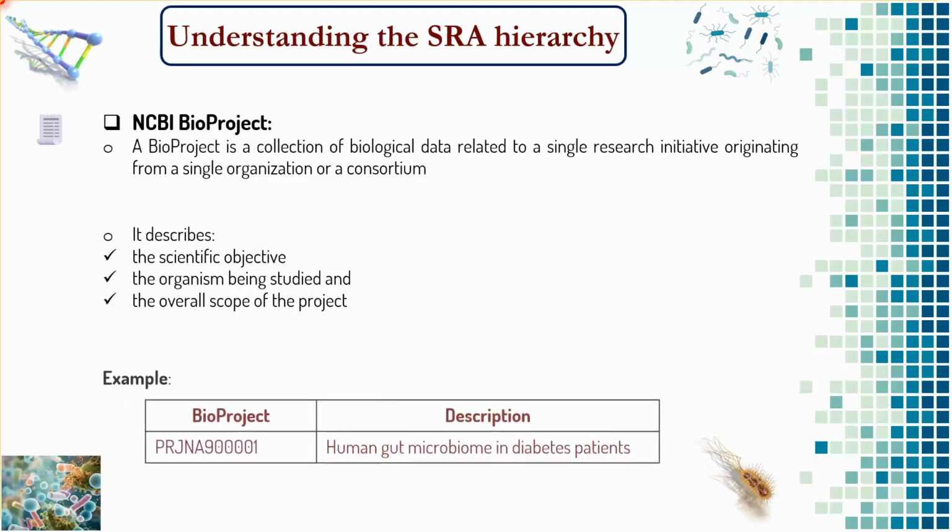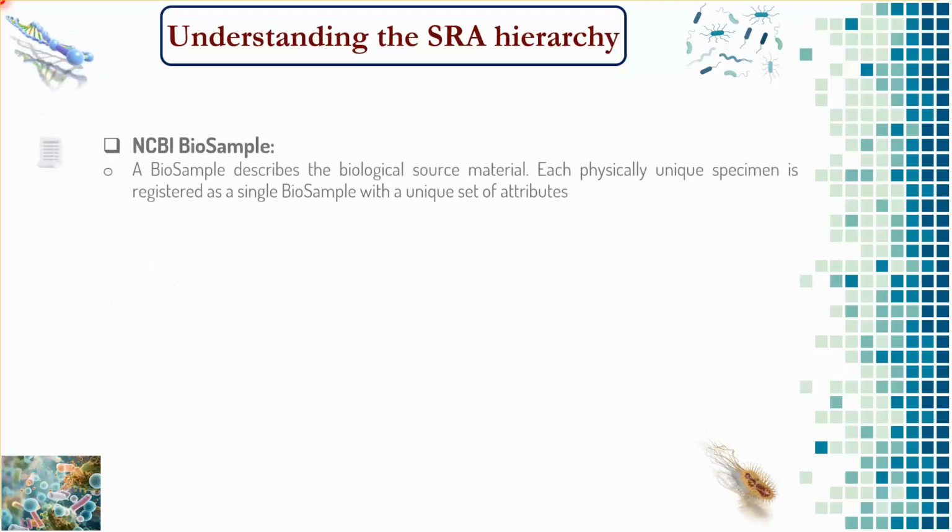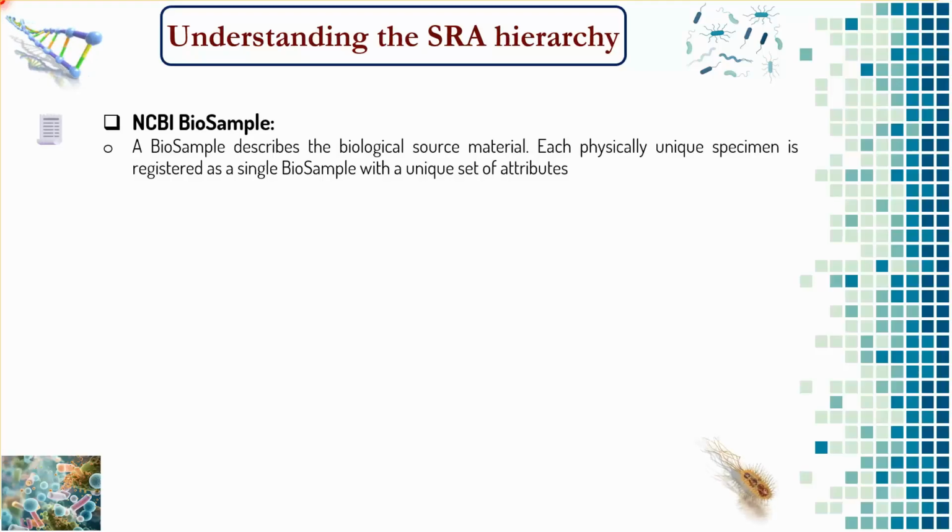Here is an example. In this example, researchers are studying the gut microbiome of diabetic patients. The entire study receives a bioproject accession number such as PRJNA900001. Now let's move to biosample. A biosample describes the biological source material. Each physically unique specimen is registered as a single biosample with a unique set of attributes. In simple terms, a biosample represents the actual biological material that was collected.